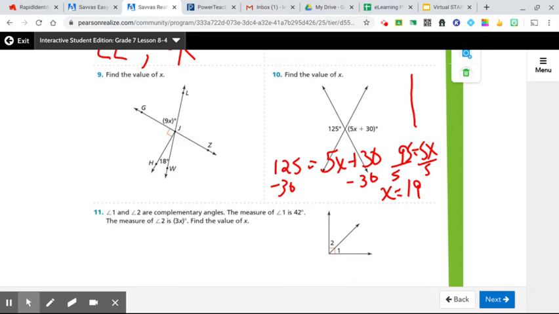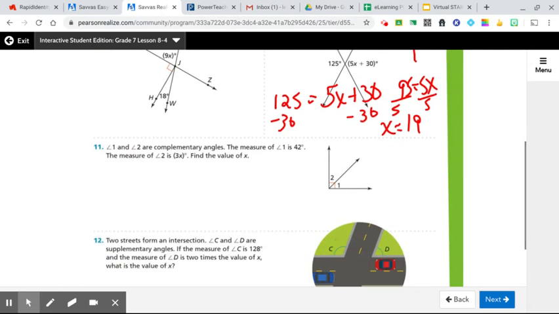Number 11. Okay, let's see what we have going on here. Angle 1 and angle 2 are complementary, which we can see because together they form the 90-degree angle. The measure of angle 1 is 42 degrees. The measure of angle 2 is 3x. So I don't know what x is, but I know that when I add those two together, I will get 90 degrees. So let's use our algebra skills.